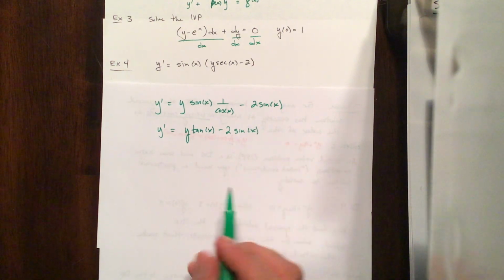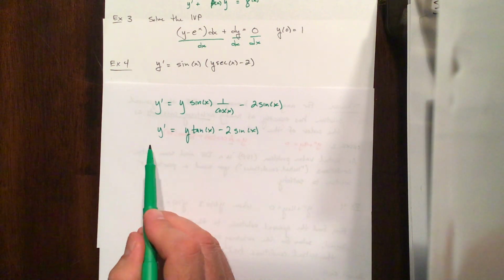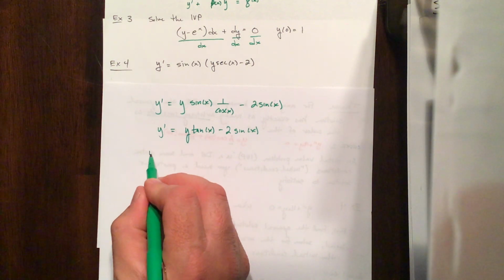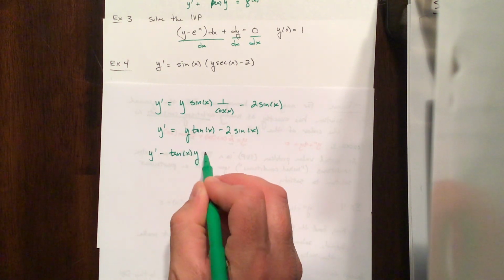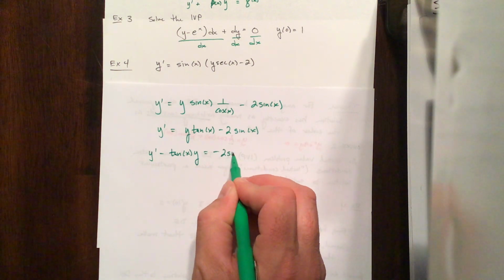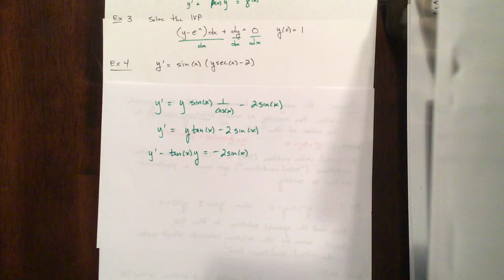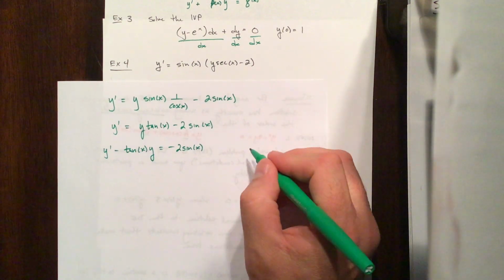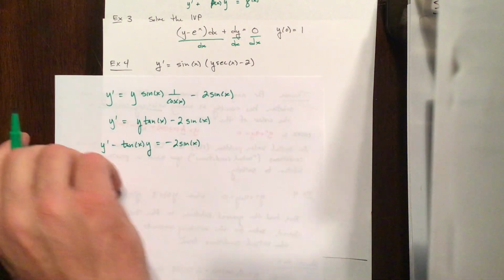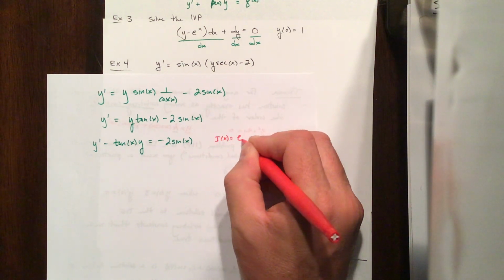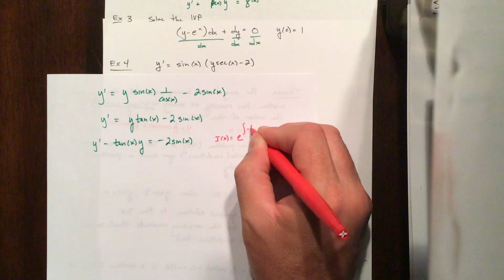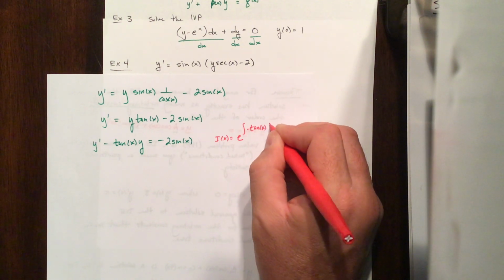sine x. Now, I need this on the side of the equation with the y prime. So this is y prime minus the tangent of x times y equals minus 2 times the sine of x. Now what happens? Well, we have an integration problem. We need to know our integrating factor. So our I of x is going to be e raised to the integral of minus tan x dx.